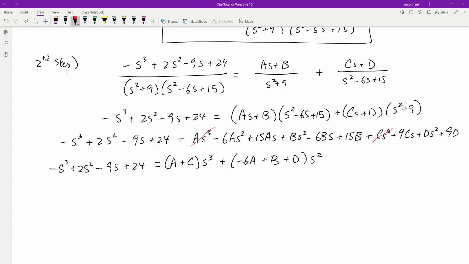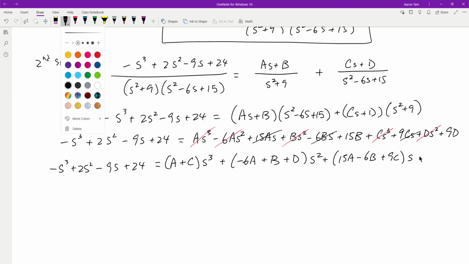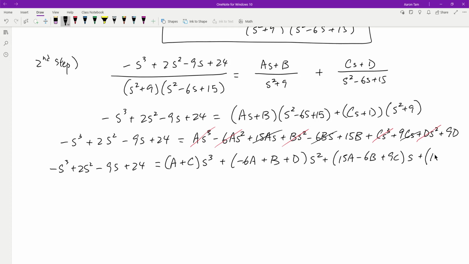So I'm going to once again lightly cross those out. So that one is gone, that one is gone, that one is gone. And then I'll move on to the s. I should have 15a minus 6b plus 9c, so therefore plus 15a minus 6b plus 9c multiplied by s. Once again, we'll lightly cross out those terms. And it seems to me that I only have the last 2 terms left, and that will be plus 15b plus 9d.